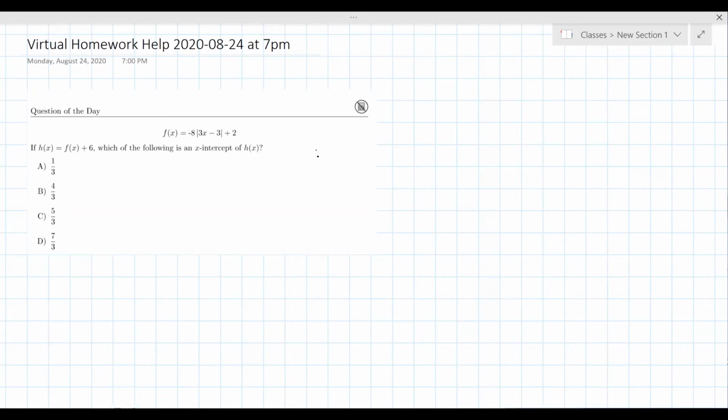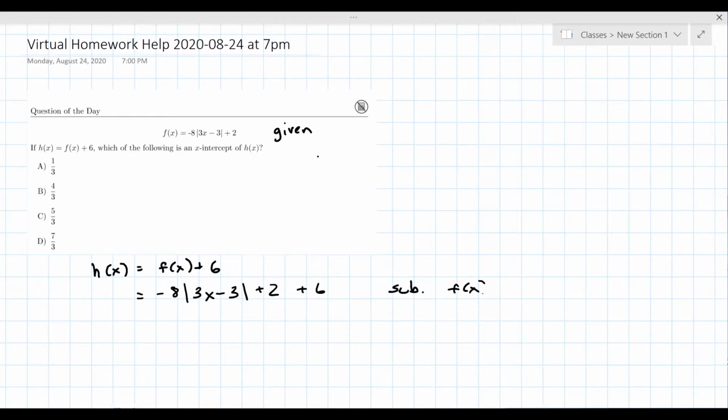Today's question says, if h of x equals f of x plus 6, which of the following is an x-intercept of h of x? You'll notice that we're given a function for f of x, but it's not asking about f of x, it's asking about h of x. We see that h of x is f of x plus 6, and since we're given f of x, we can substitute that in. So h of x is really minus 8, absolute value 3x minus 3 plus 2 plus 6. So we substituted in f of x here. Now it's asking for the x-intercept.